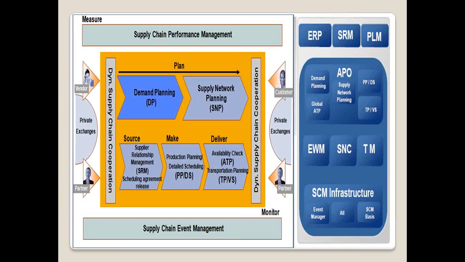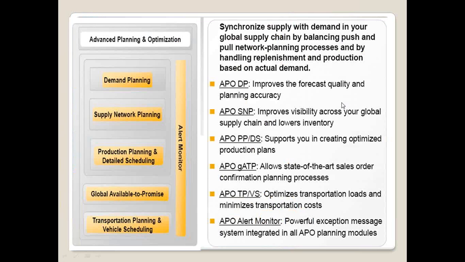In SAP SCM, APO is one of the modules, and again APO has sub modules. Anyway, we are going to discuss each and every module and what exactly it is doing. Other than APO, in SAP SCM we have Extended Warehouse Management, Supply Network Collaboration, Transportation Management, Event Management, and Service Parts Planning. Like that, we have different components in SAP SCM. So APO is one of the modules.